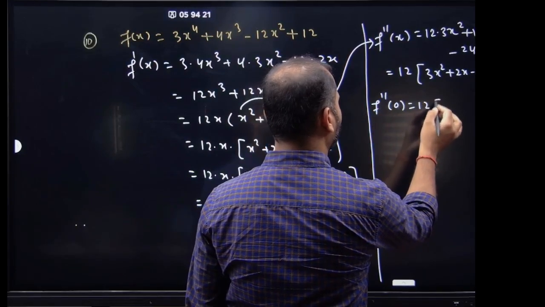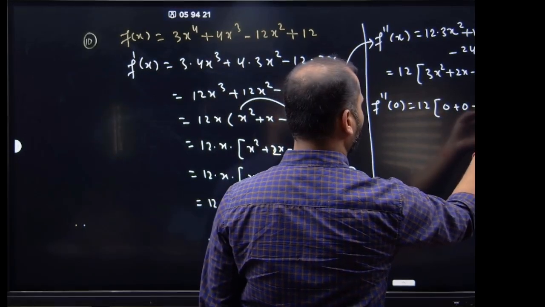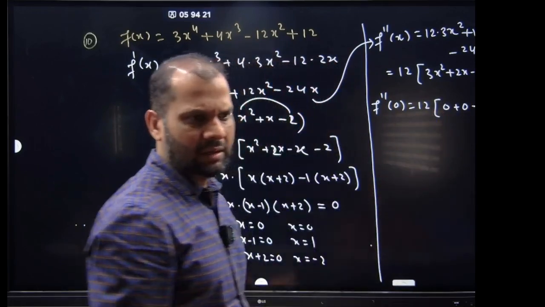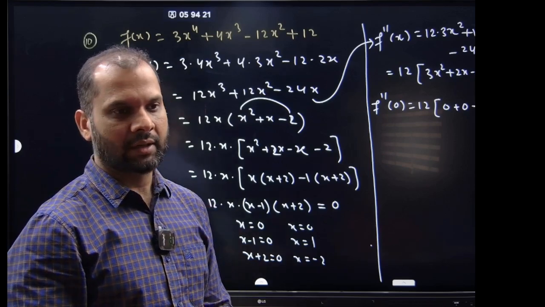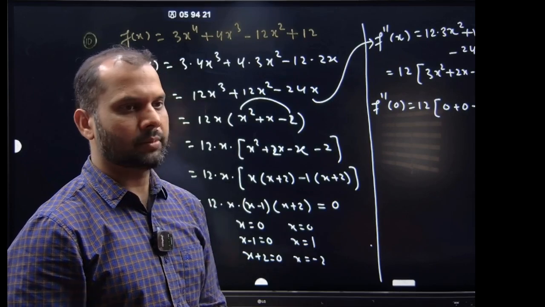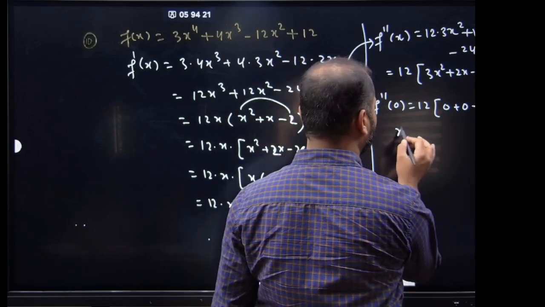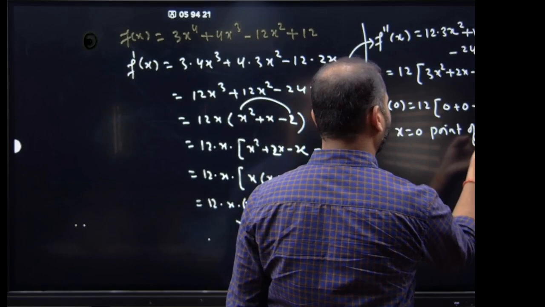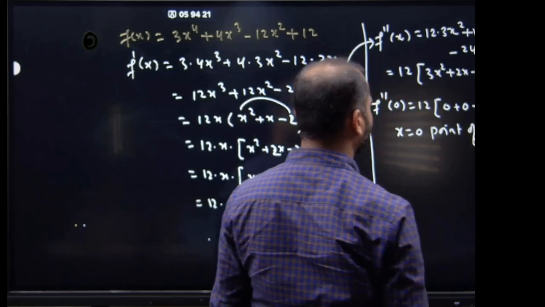How much is it then? 0 plus 0 minus 2. Is it negative or positive? Negative. We do not want the exact value, we just want whether it is less than or greater than 0. So, 12 into minus 2 minus 24, less than 0 it is. Less than 0 means what can I say? X is equal to 0 is point of maxima, correct? Yes or no?